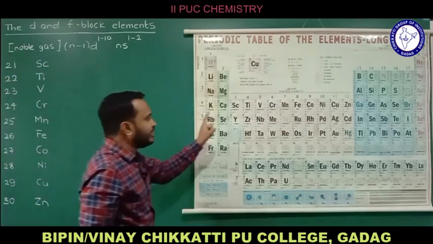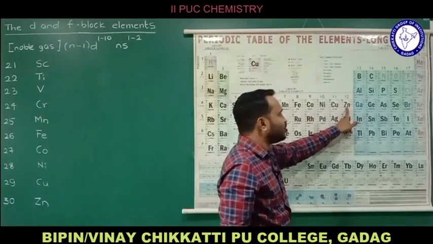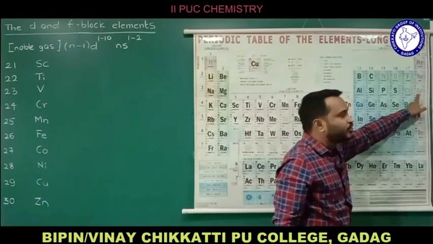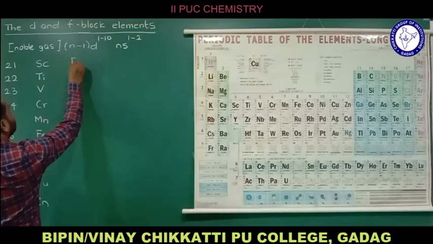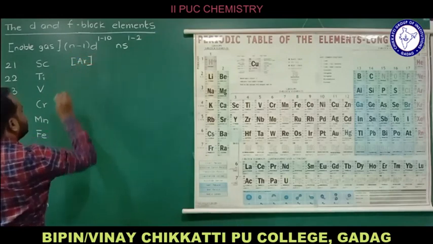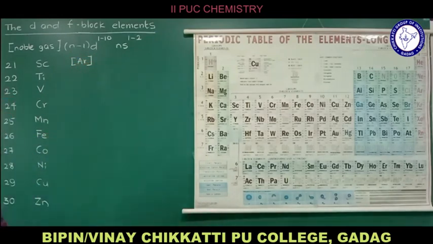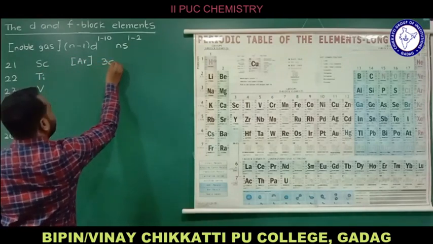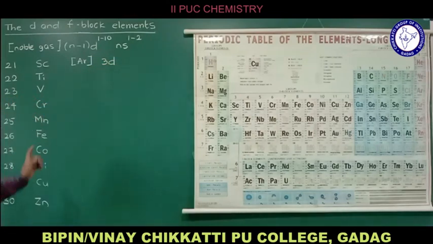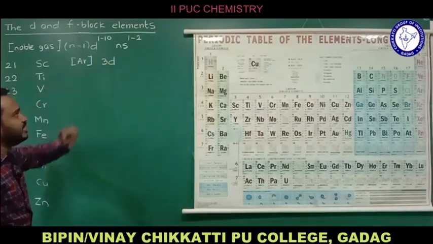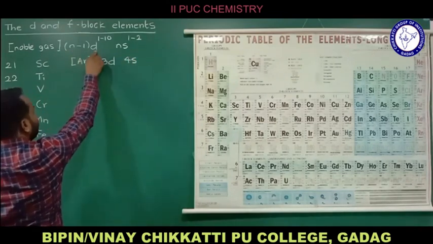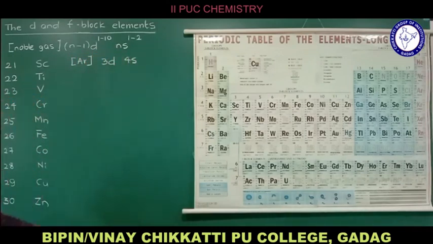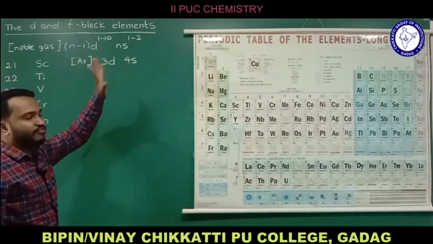If you observe, the nearest noble gas for these elements is argon, isn't it? Argon's atomic number is 18. So I am going to consider argon as the nearest noble gas for these transition elements. Since these belong to the 3d series, the added electrons enter the (n-1)d atomic orbital. And one more I can write here, 4s, because n-1 d we have, and n is the quantum number of the s atomic orbital. So 3d and 4s we are going to consider.